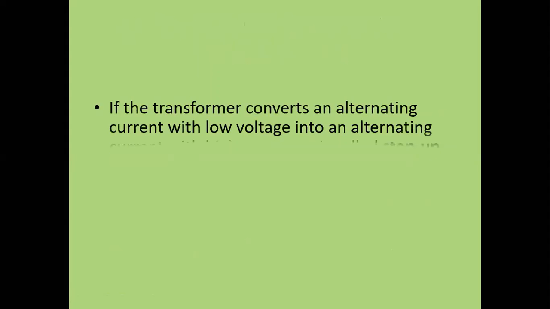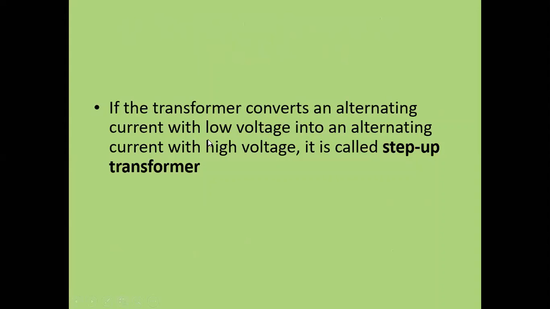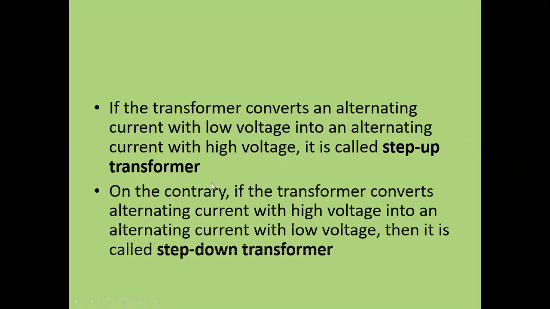Now, what is a step-up transformer? Okay. If the transformer converts an alternating current with low voltage into an alternating current with high voltage, it is called a step-up transformer. If the transformer converts an alternating current with low voltage into an alternating current with high voltage, that is, low voltage is converted into high voltage, that is called as what? Step-up transformer. Then what is a step-down transformer? The opposite. High voltage is converted into what? Low voltage.